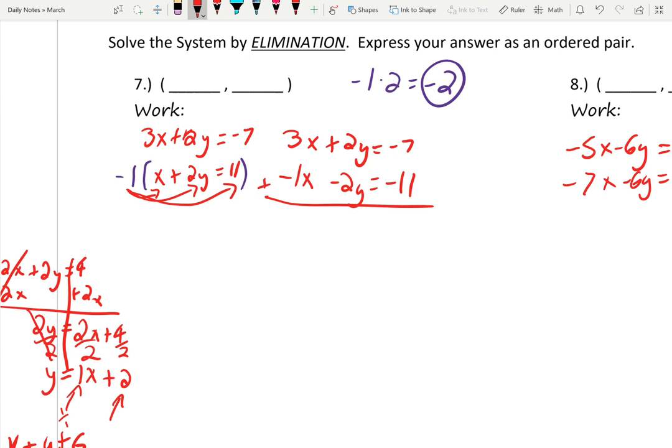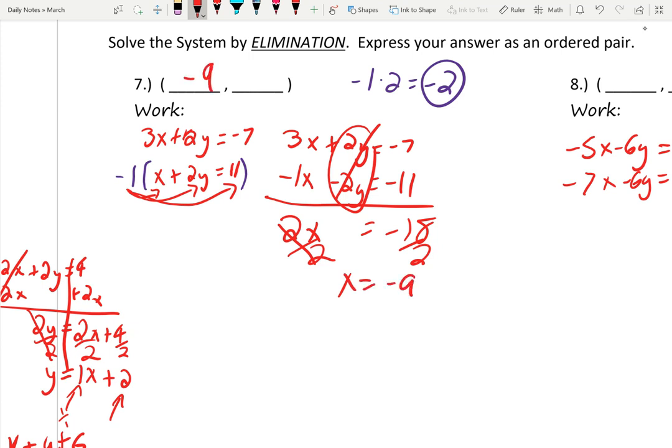When I say add, it's really just combining like terms. So 3x minus 1x is simply 2x. 2y minus 2y is going to cancel out. And then negative 7 minus 11 is going to be negative 18. So we have 2x equals negative 18. Just divide by 2, and we have x equal to negative 9. So x is negative 9.